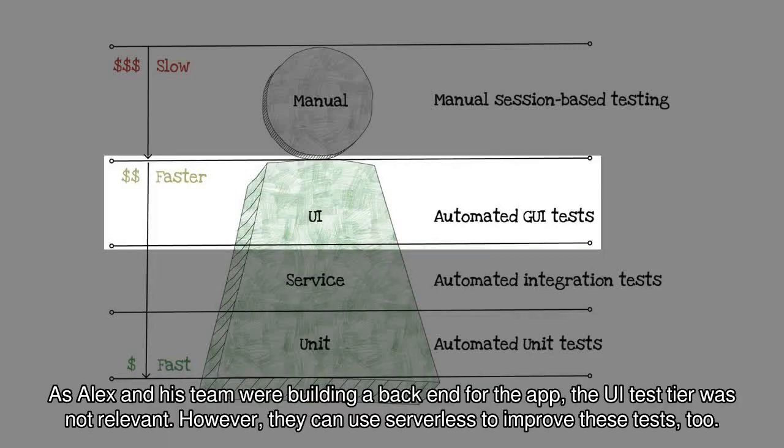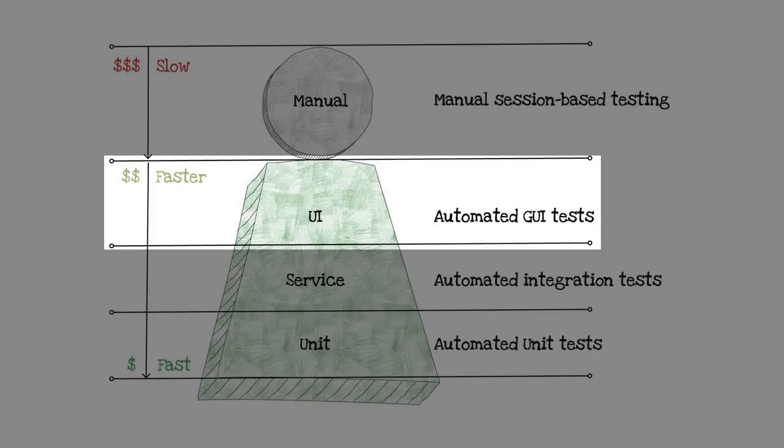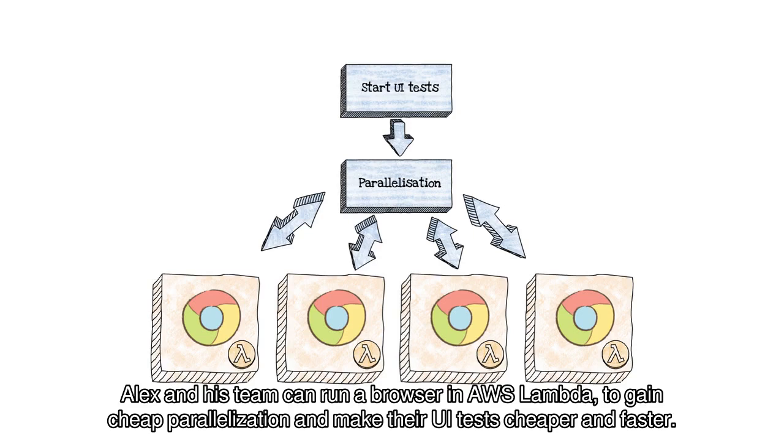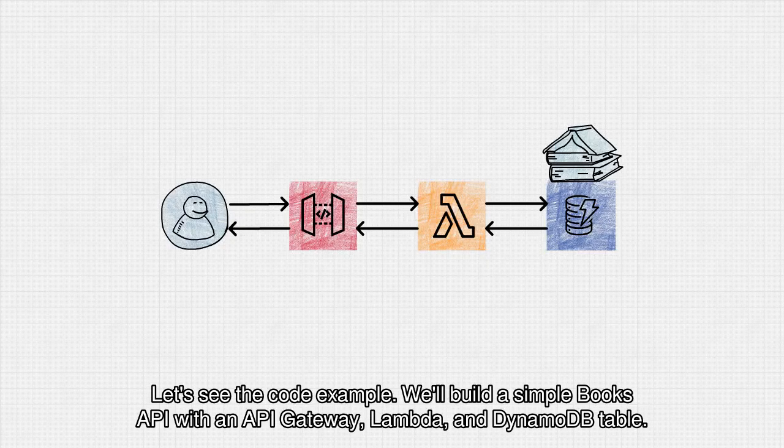As Alex and his team were building a backend for the app, the UI test tier was not relevant. However, they can use serverless to improve these tests, too. UI tests are expensive and slow because they run in the browser. Serverless is cheap, and it scales fast. Alex and his team can run a browser in AWS Lambda to gain cheap parallelization and make the UI tests cheaper and faster. Let's see the code example.